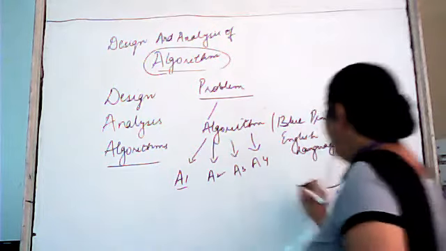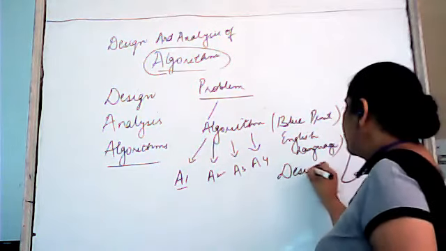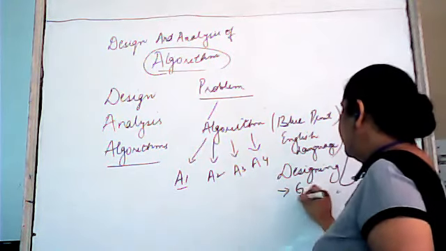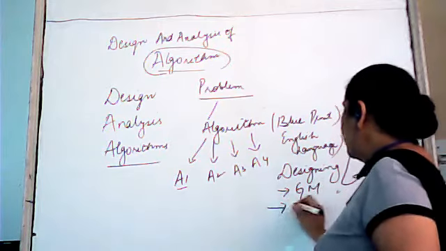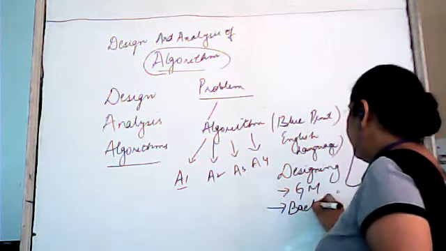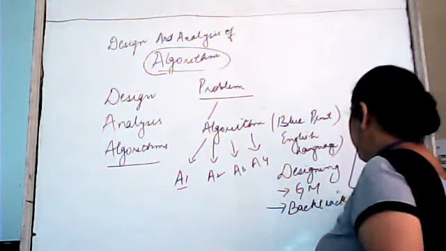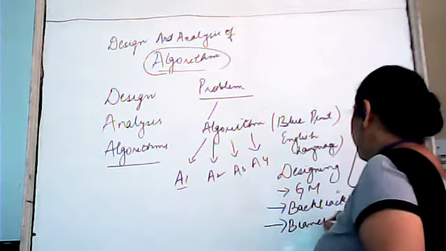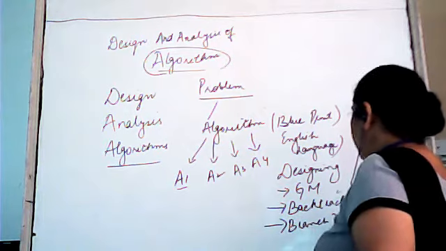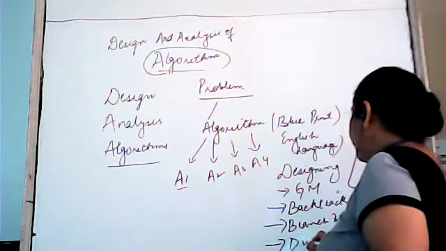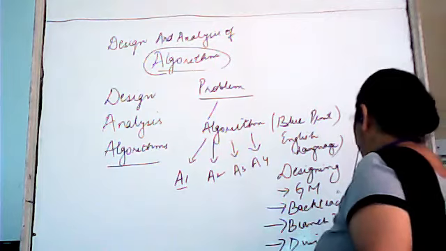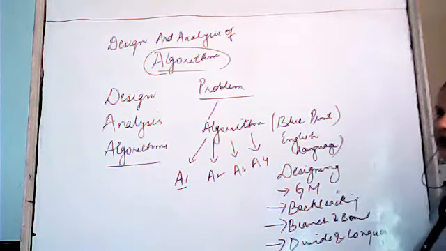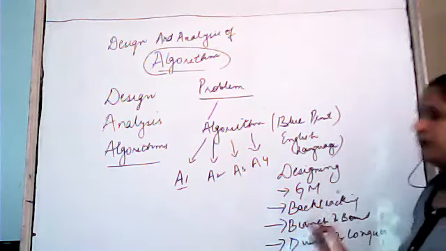Now, we have different designing techniques which are available in our subject, just like greedy method. I will write short forms. Then it is backtracking. Then it is branch and bound. Divide and conquer. There are multiple techniques which are available in our subject to design the solution for the given problem.